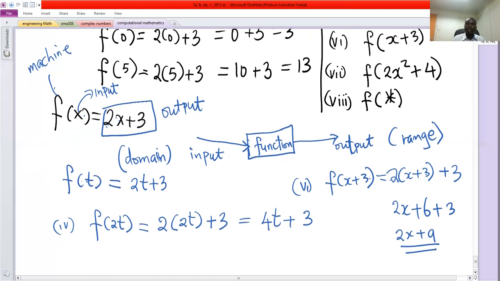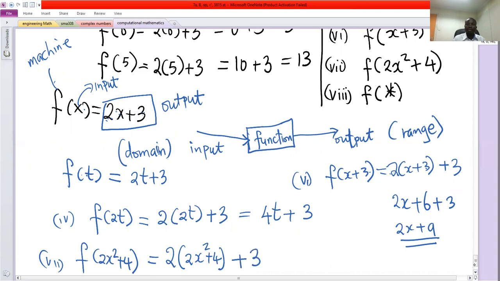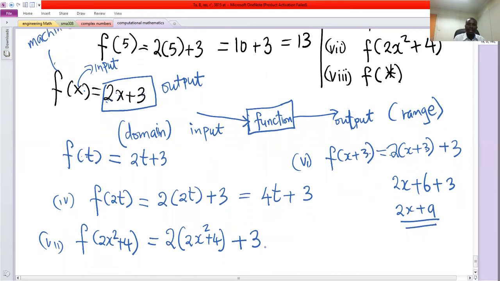And then the next one is 2x squared plus 4. So f of 2x squared plus 4 is the same machine f. We give it any input, it multiplies by 2, adds 3. So it will multiply our input by 2, and then to the result, it adds 3. So we'll get our answer as 4x squared plus 8 plus 3, which is 4x squared plus 11. So this is the answer.